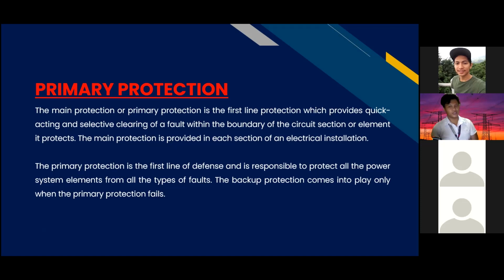Almost 90% of faults are cleared by primary protection. The primary protection scheme ensures fast and selective clearing of any circuit fault within the boundaries of the circuit element that the zone is required to protect. Primary protection, as a rule, is provided for each section of an electrical installation. Next.